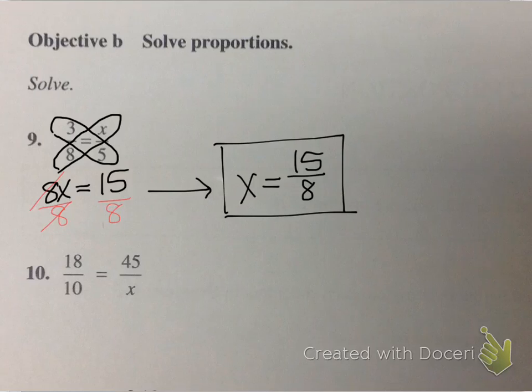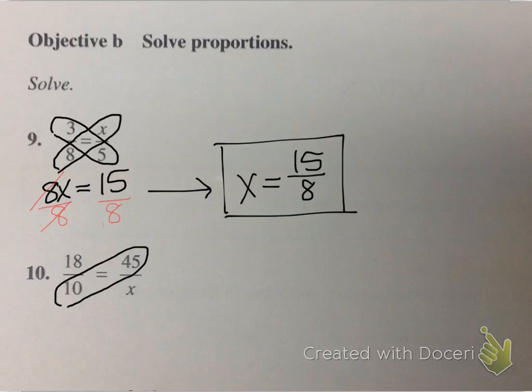Or they might say write as a mixed numeral, so I could have rewritten this as a mixed numeral. But because it doesn't state it, I'm just going to leave it 15/8. Again, I took my cross products, which were 8x and 15, set them equal to each other, and then solved my mini equation. So let's try this next one.